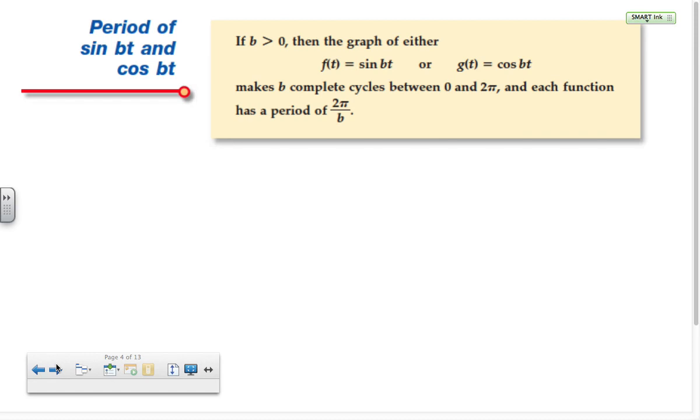So here we go. f of t equals sine of bt, or g of t equals cosine of bt. b is the number that we need to worry about for the period. You'll notice its period is 2 pi divided by b. So most of the time, if we have sine of t, it's 2 pi because it's 2 pi over 1. If it were sine 2t, the period would be pi, meaning the whole cycle would happen from 0 to pi.